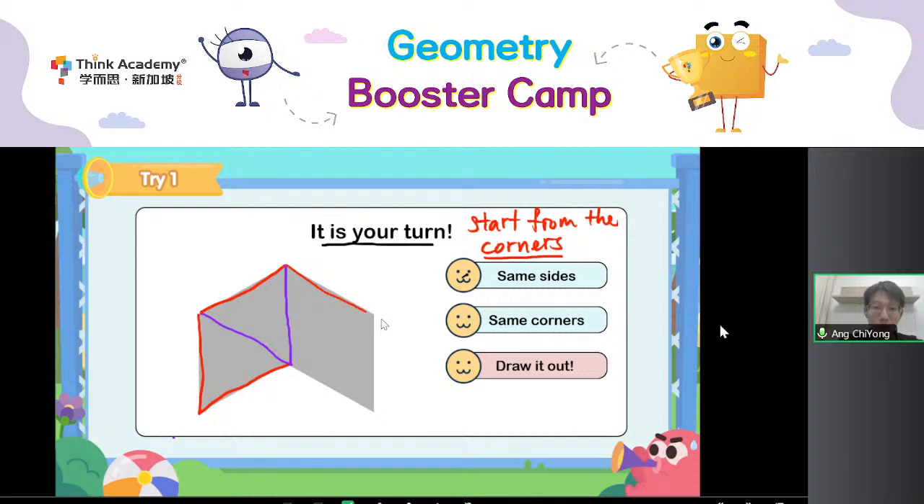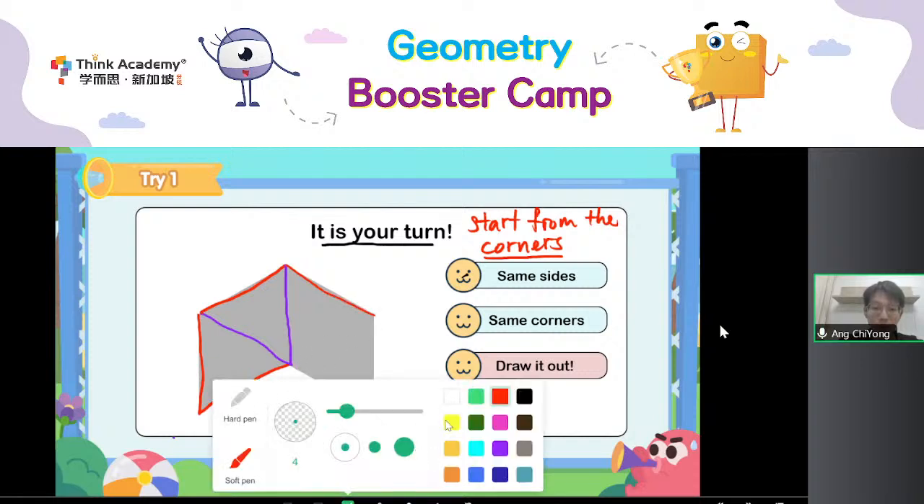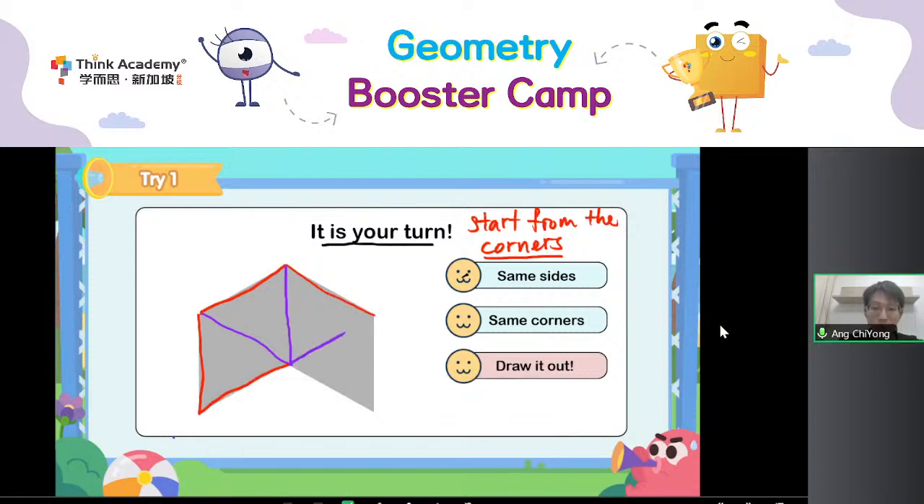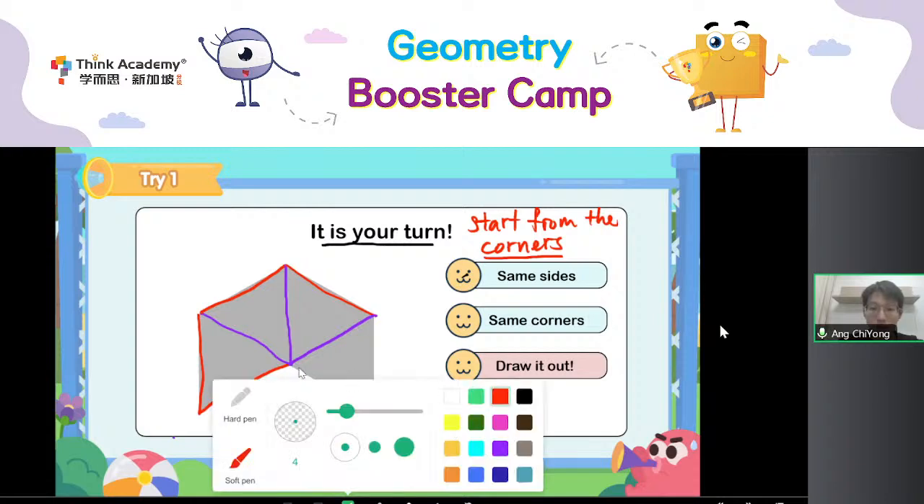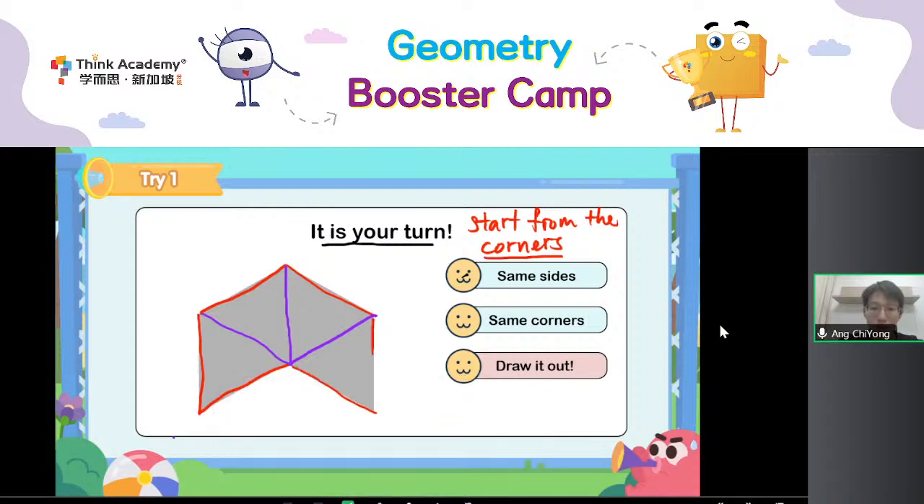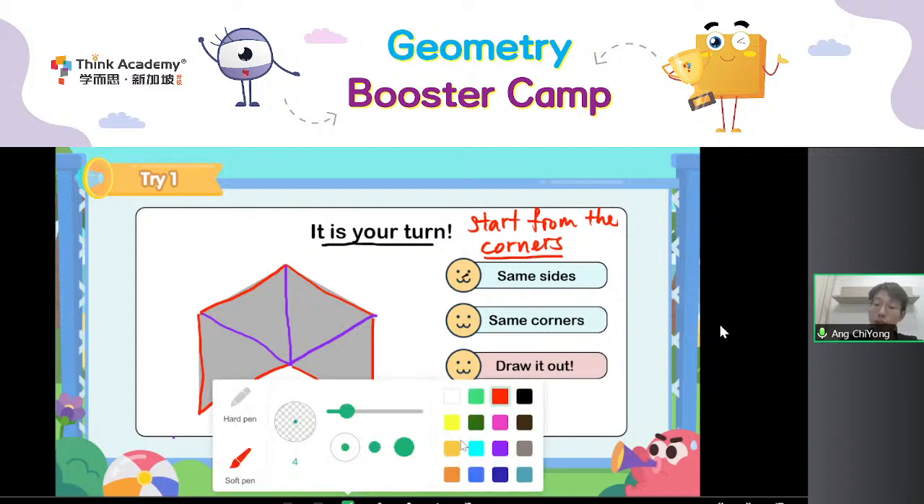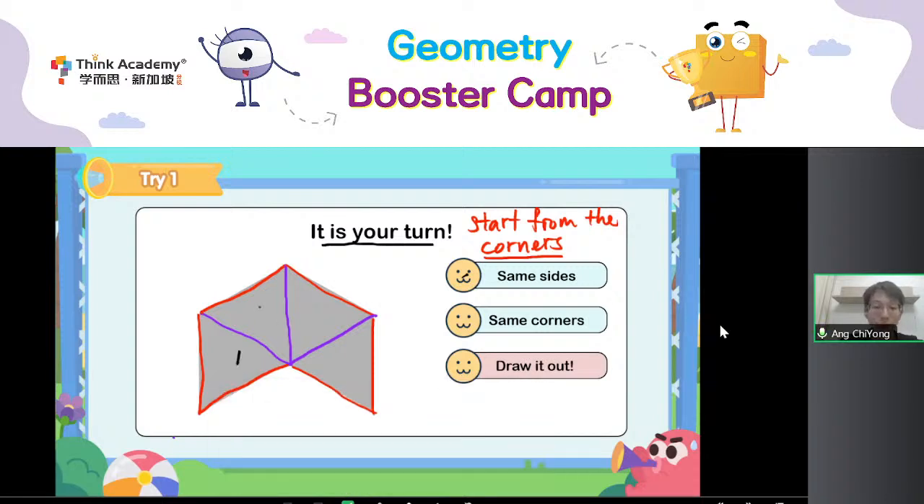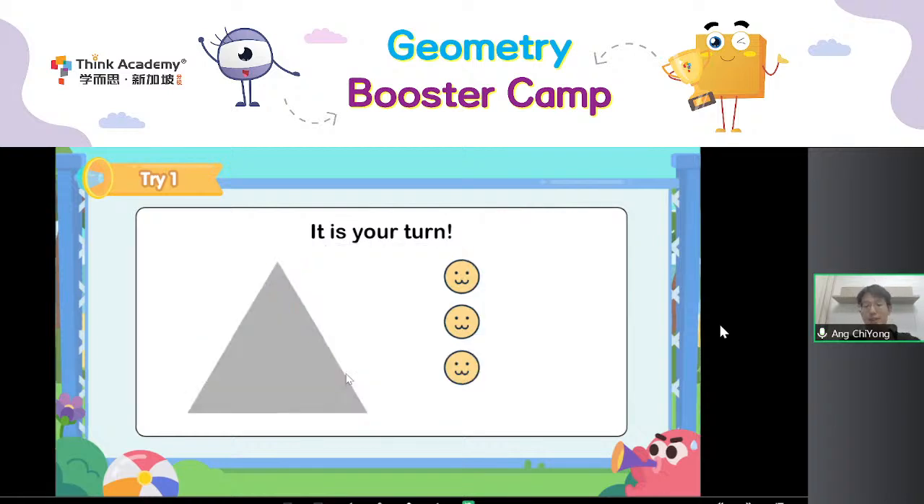I have one here, purple one, and then a red one over here. How many triangles do I have? I have 1, 2, 3, 4. Very good job, guys. I know you can do it. Now, there's one more exercise that we can do over here.